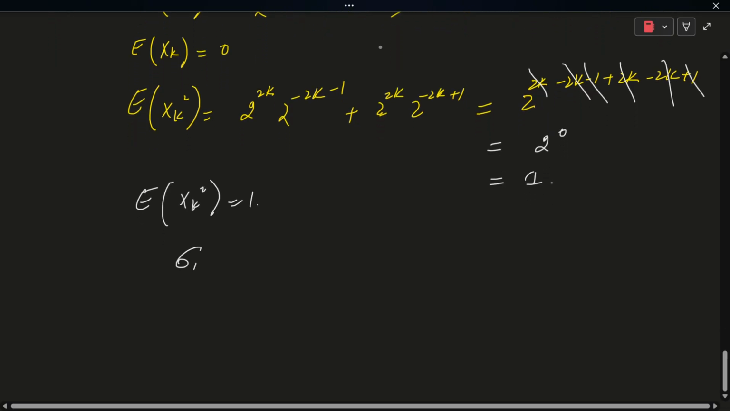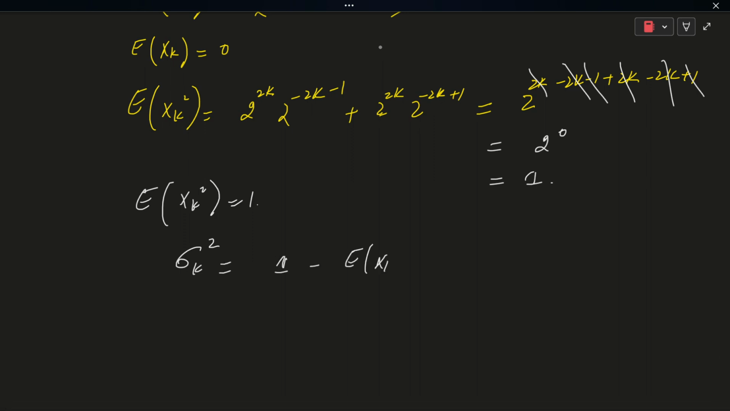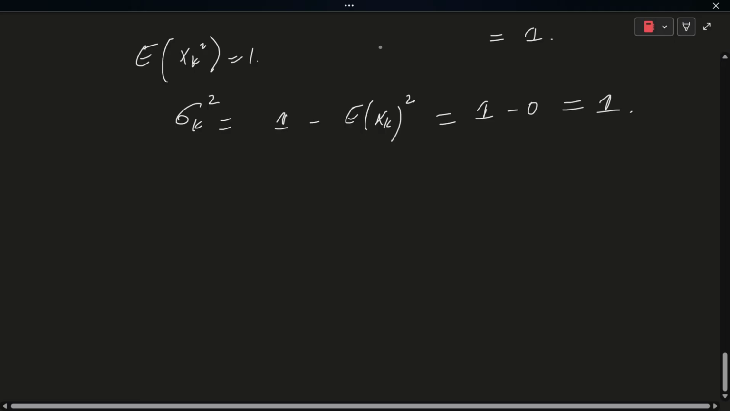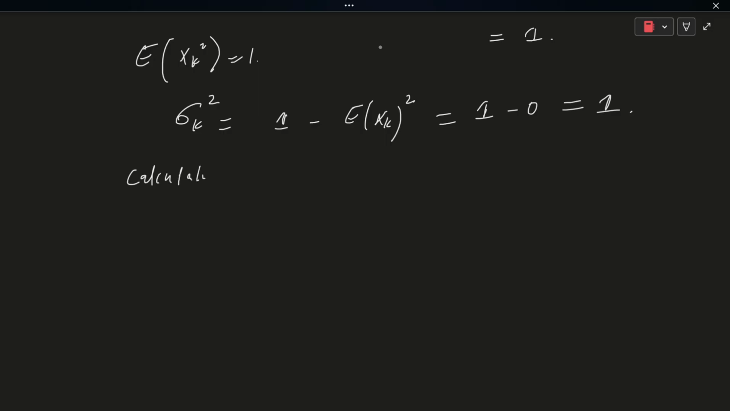So what is sigma k square? That is expectation of Xk square minus the square of expectation of Xk. This is 1 minus 0, which is equal to 1. Clear? So now the sufficient condition we had, that is now calculating the summation of sigma k square upon k square, k is equal to 1 to n. And sigma k square is how much? 1. So this is equal to the summation of 1 upon k square, k is equal to 1 to n.